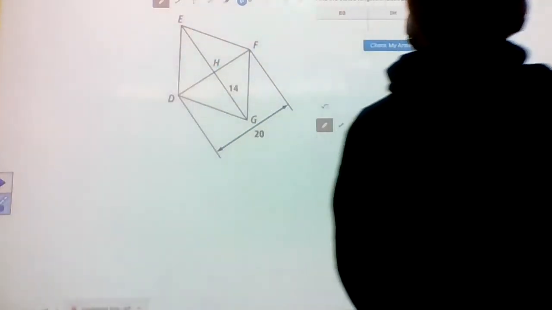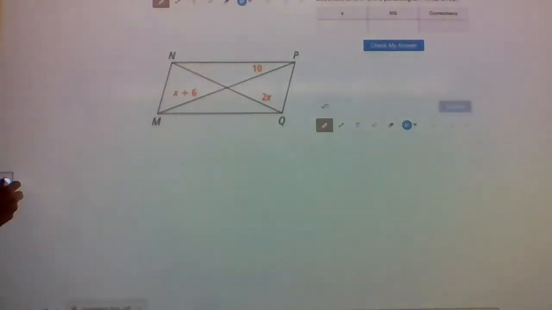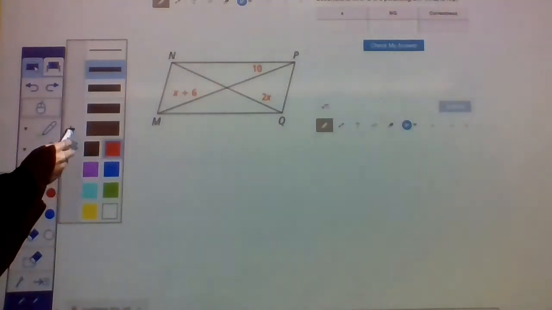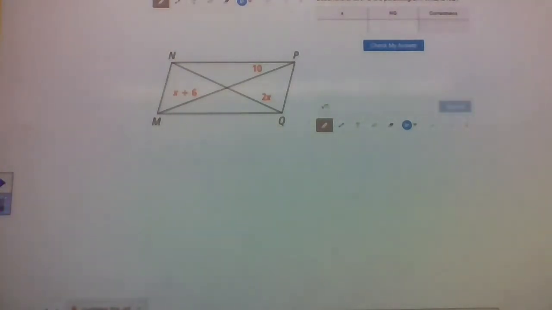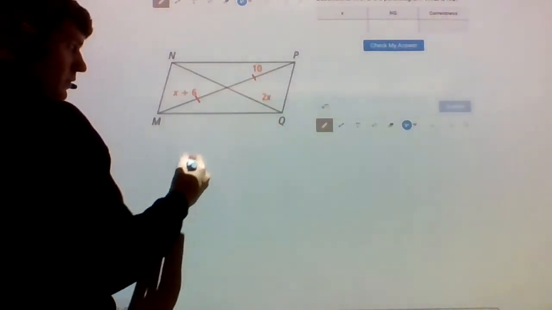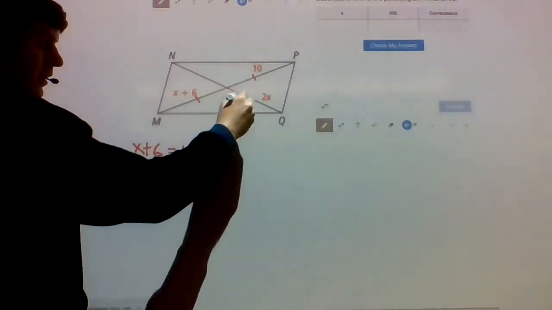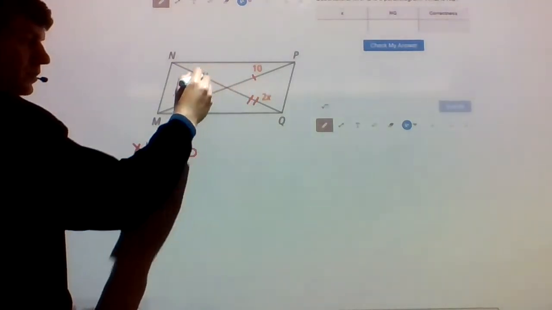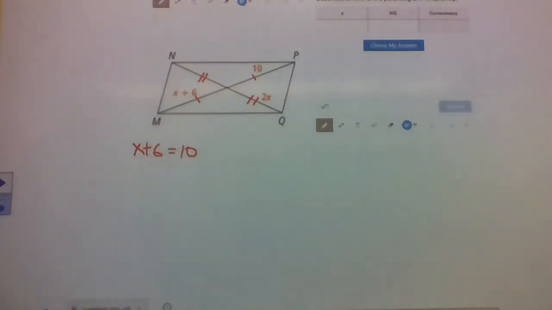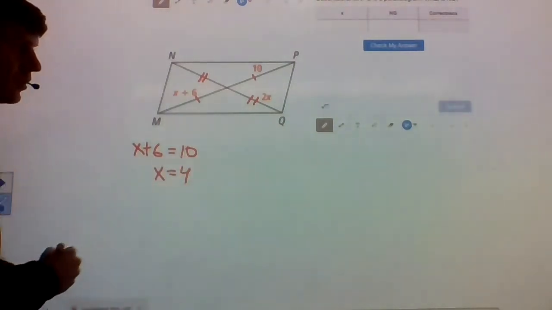Right, and then the next one will be the same thing except with expressions. Okay, so diagonals bisect each other. So again, we know x plus 6 is going to equal 10, and we know that this piece here will be equal to this piece. So just to simply solve, you subtract 6 from both sides. We're going to get x equals 4.